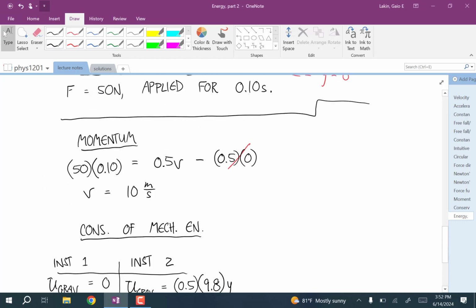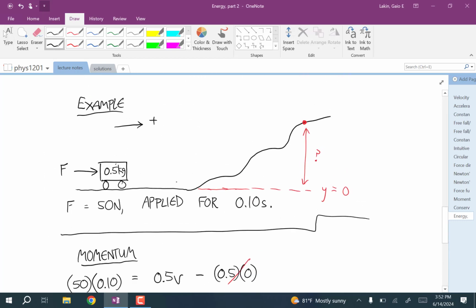Okay, and it doesn't matter what the shape of the hill is. Of course, it would matter if there's friction, and there's always friction, but as an approximation, assuming no friction, it doesn't matter what the shape of this ramp is. All that matters is the difference in heights.